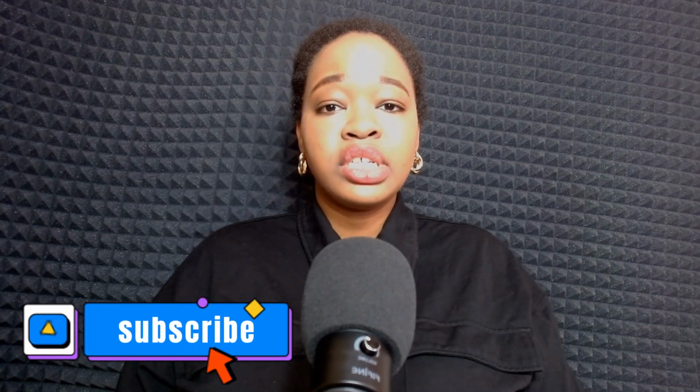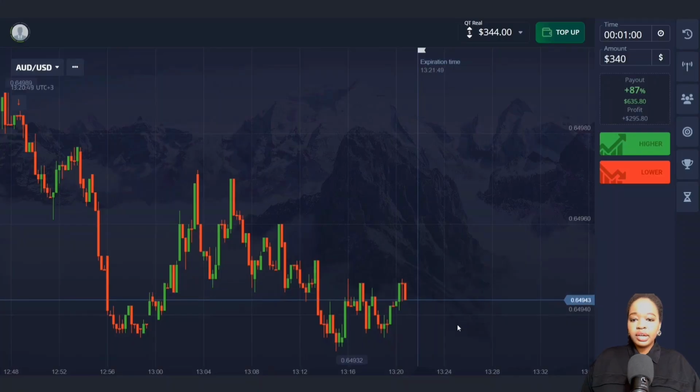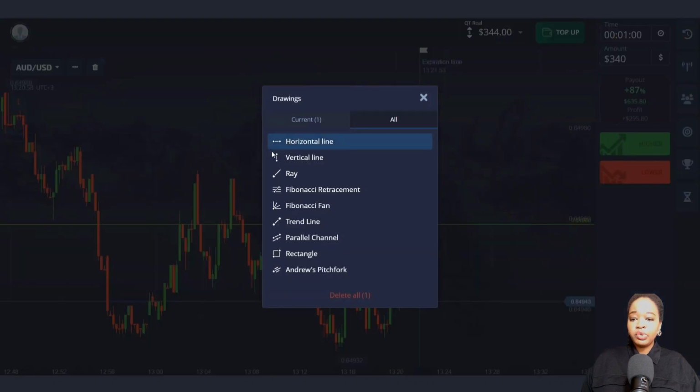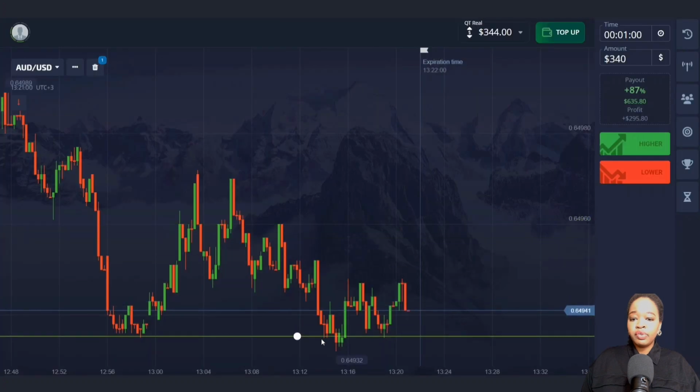So let me find my first entry point for today. Right now I can already see the first entry point, and I'll explain it to you. As you can see, I'm going to go to the menu here and select the horizontal line tool, and I'm going to set it according to the lower values of these candlesticks.